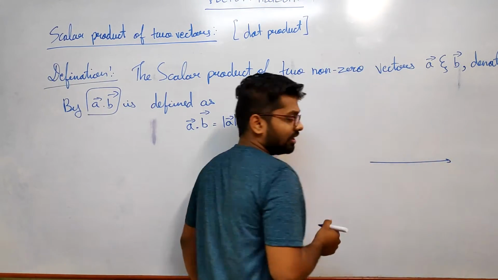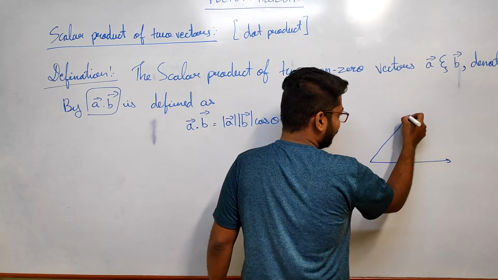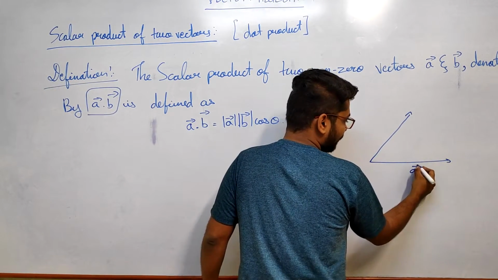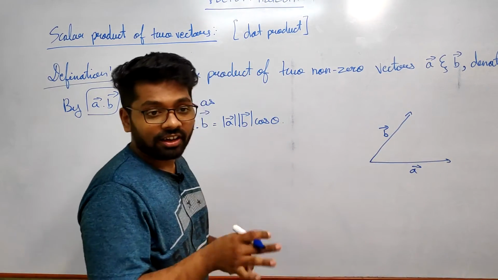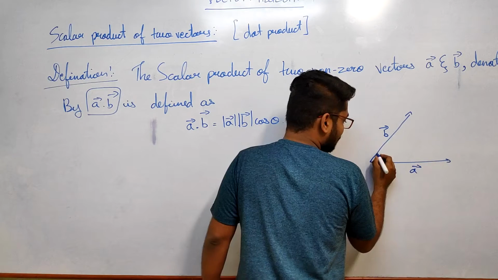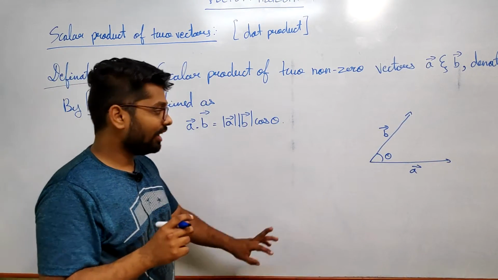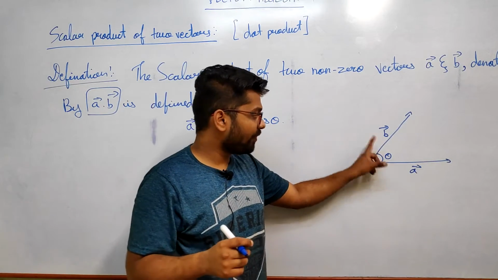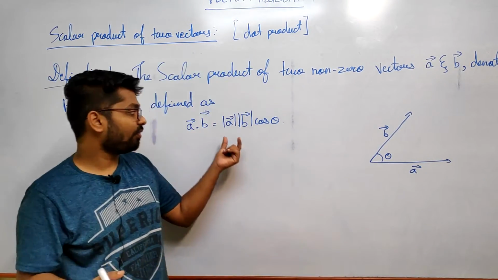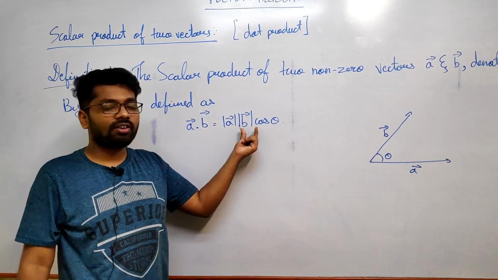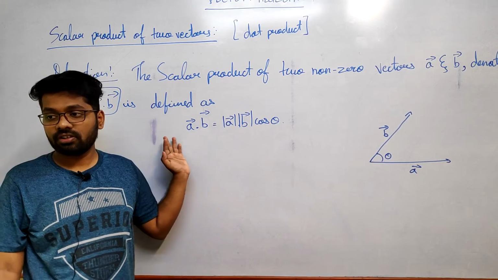So this is a certain vector, it makes a certain angle with another vector. Suppose the initial vector was a bar, the last vector I considered was b bar. Now the angle between them is theta. If this is your angle, then to multiply these two vectors, you have the formula: modulus of a bar into modulus of b bar into cos theta. Okay, simple.